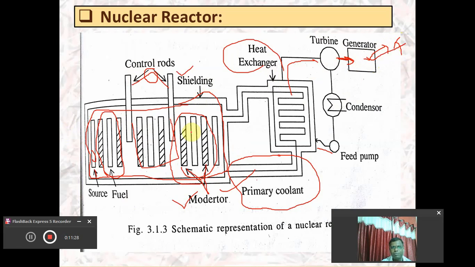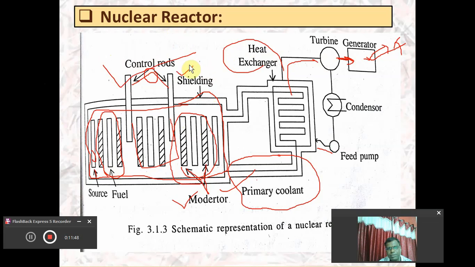So here simply the conversion is that nuclear energy gets converted into electrical energy, but here we are discussing this diagram only to obtain the nuclear energy in the nuclear fission or the nuclear reaction in a controlled manner. So this is the diagrammatic representation of a nuclear reactor.